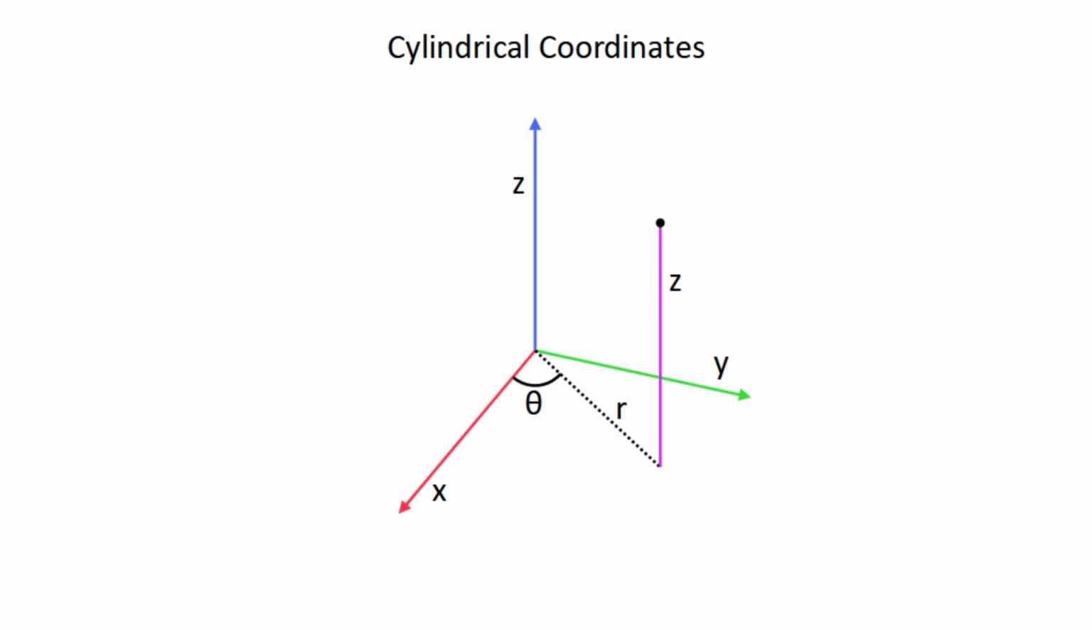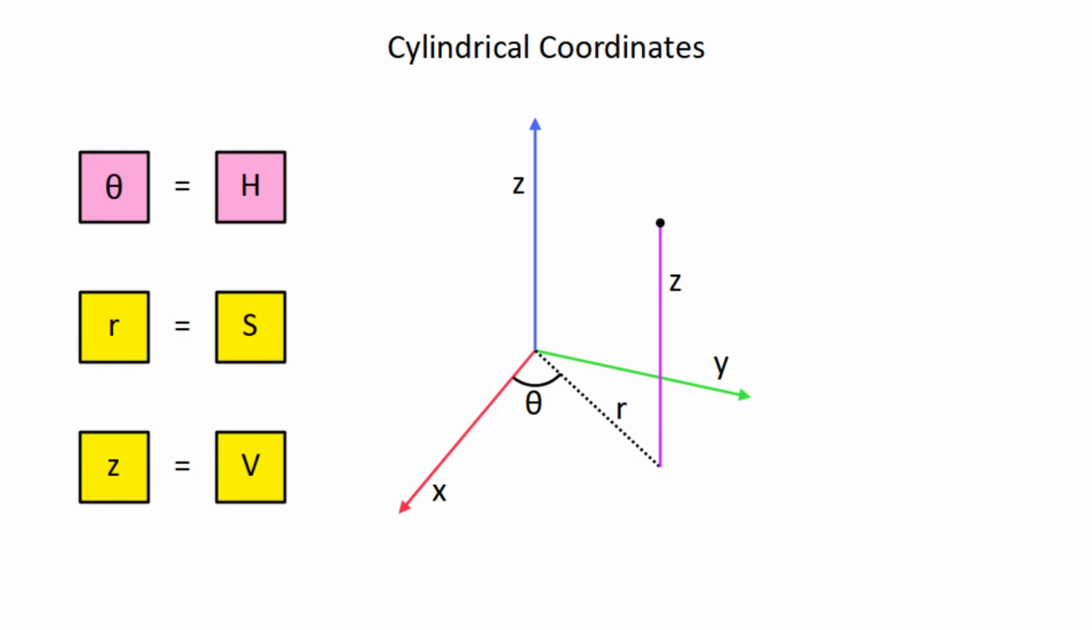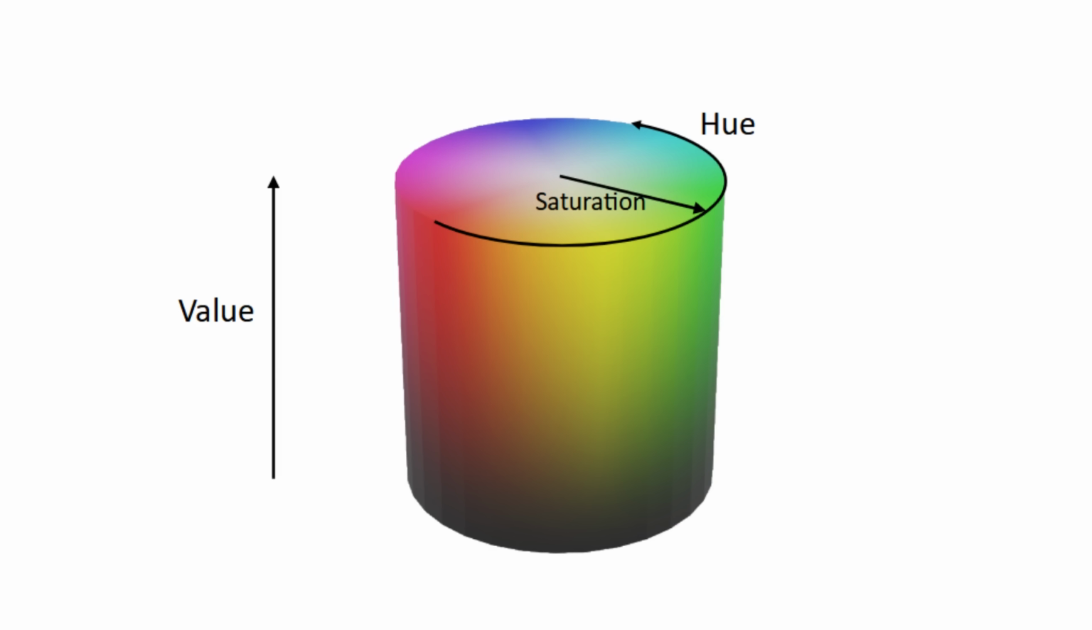Cylindrical coordinates use 2 distances and 1 angle to represent points in space. If we set the angle theta equal to hue, and the distances r and z equal to saturation and value respectively, then we get this beautiful cylinder.